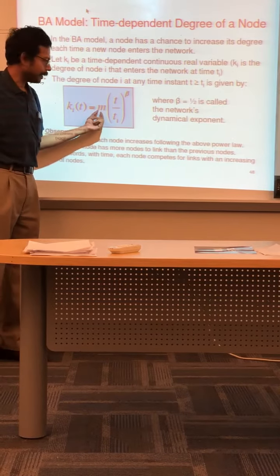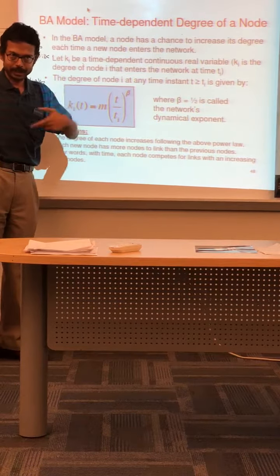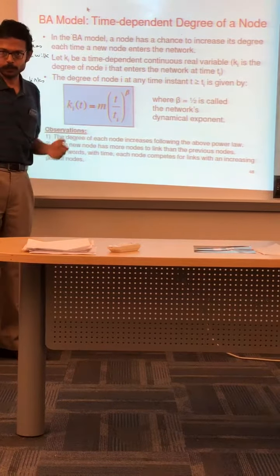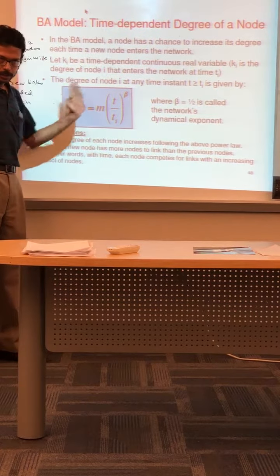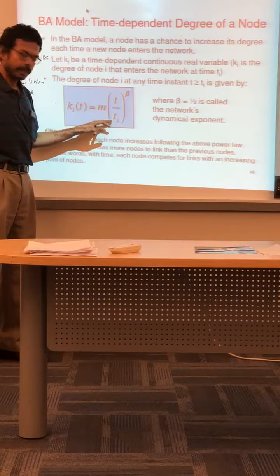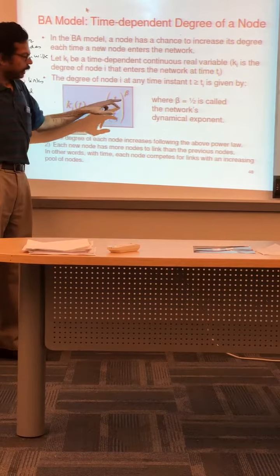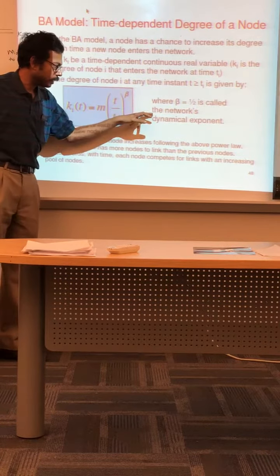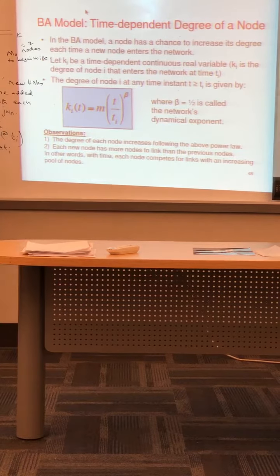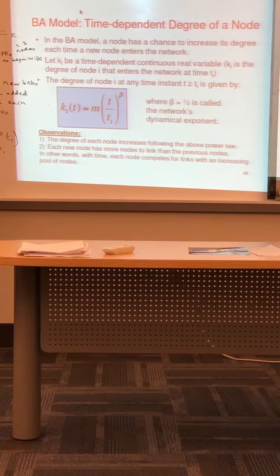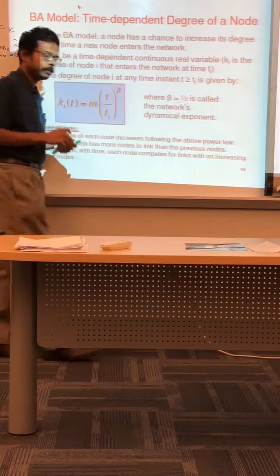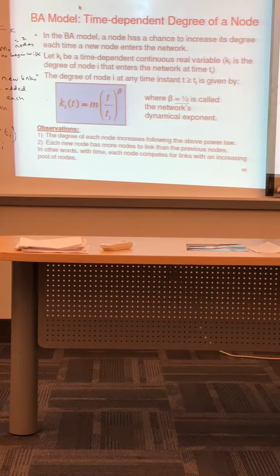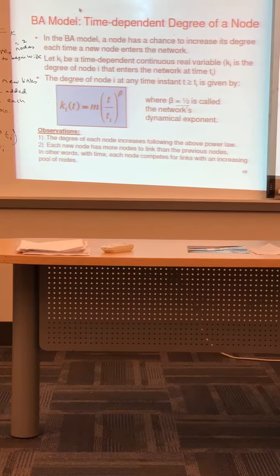Now I said what m is. m is the number of new links that each node gets at the time of its joining. t is the time at which you're measuring the degree, and t_i is the joining time of node i. Now this beta is called the network's dynamic exponent, and it is a constant. It is typically half. According to this model, it is a constant.